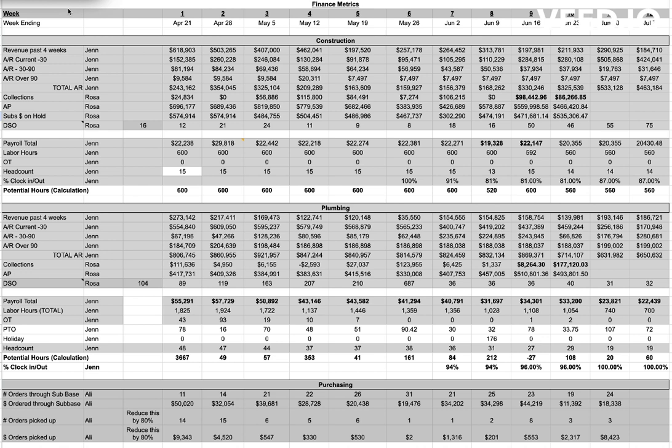So you can see across the top, we have our weeks. All of these columns are pretty much just divided into 12 weeks. So we create a new sheet every quarter. This one took us basically through the second quarter of the year.